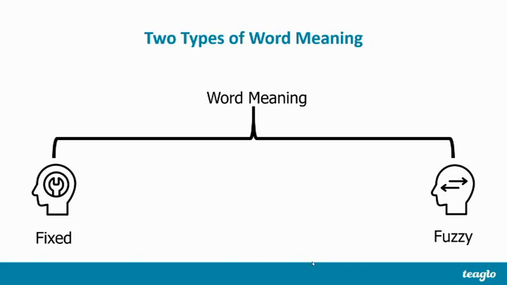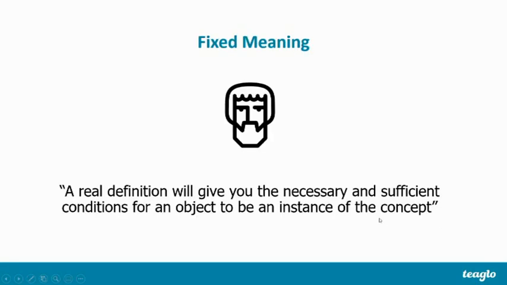So when thinking about the concepts we teach, I think we can boil it down. This may be oversimplifying it a bit, but boil it down to just two main types of concept: a fixed concept or a fuzzy concept. So we're going to start with fixed concepts. Aristotle supposedly said that a real definition will give you the necessary and sufficient conditions for an object to be an instance of the concept.